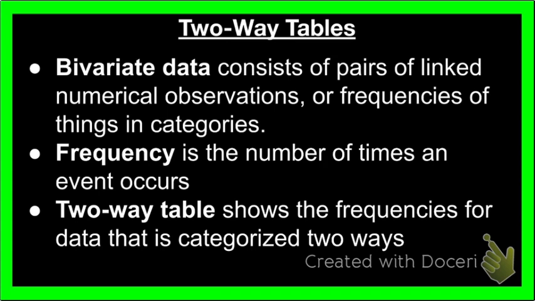The first definition that we have is called bivariate data. It consists of pairs of linked numerical observations or frequencies of things in categories. The second definition we're going to go over is frequency. A frequency is a number of times an event occurred. And the last definition for this lesson is two-way tables. A two-way table shows the frequencies for the data that is categorized two ways.